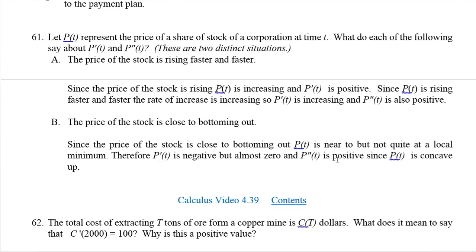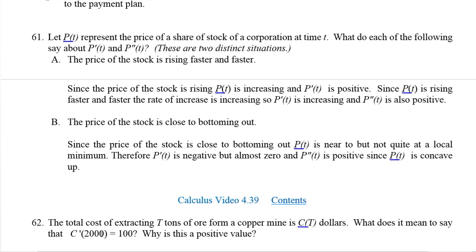Well, let's think about this a minute. C of T is the cost. T is the tons of ore you make. As you increase T, as you get more ore, that's going to cost more money to get the ore out. So C is an increasing function of T, so C prime is positive. That would explain the positive part of it.